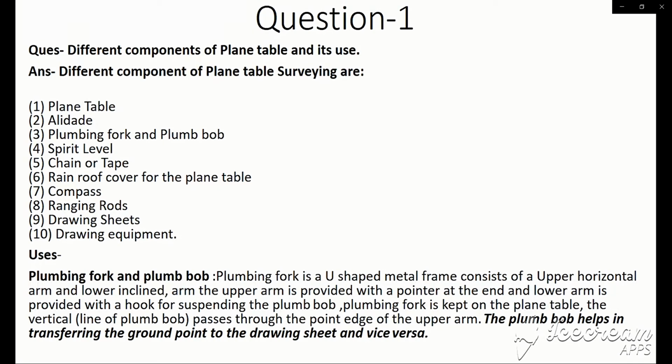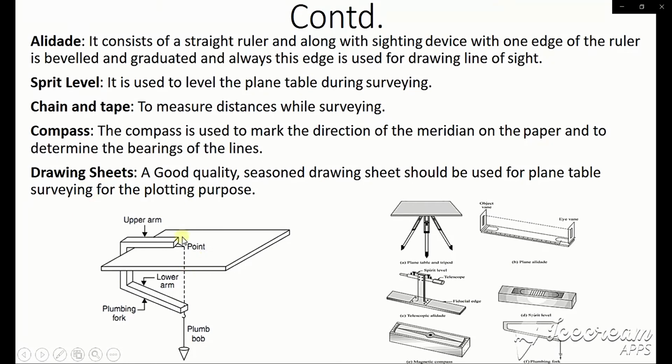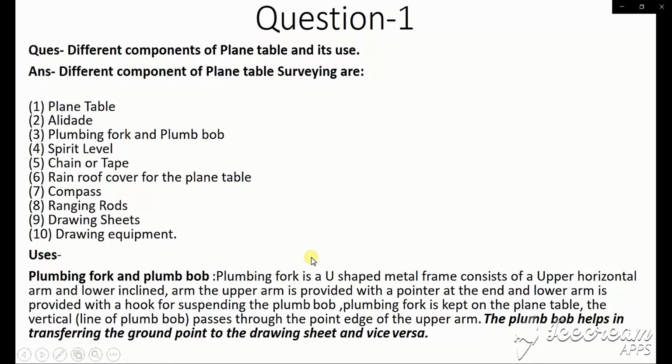Basically, plumbing fork is a U-shaped metal frame which consists of an upper horizontal arm and a lower inclined arm. The upper arm is provided with a pointer at the end and the lower arm is provided with a hook for suspending the plumb bob. As we can see in the diagram, the upper arm is provided with a pointer at the end, while the lower arm is provided with a hook for suspending the plumb bob, and the whole arrangement is kept on the plane table. Basically, the plumb bob helps in transferring the ground point to the drawing sheet and vice versa.